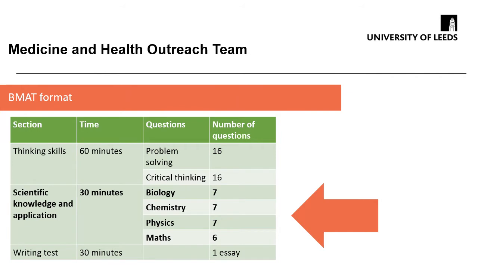As you can see, for Section 2, Scientific Knowledge and Application, you have 30 minutes to answer all the questions. In this section there are 27 questions in total, which leaves just over 1 minute per question. The breakdown consists of 7 questions for biology, chemistry, and physics, and then 6 for maths.